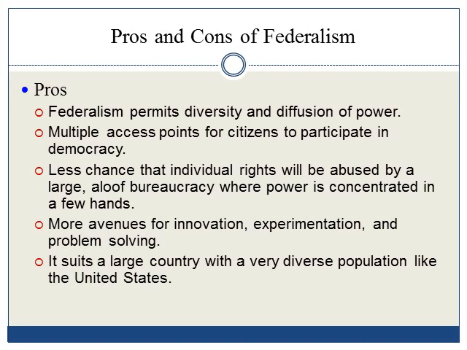Avenues for innovation. What this means is that the 50 states act like 50 laboratories of innovation. One state may have a good idea, it gets picked up by another state, and maybe even by the federal government. There is more than one way to solve individual problems. And finally, it suits a large country with a very diverse population, and we are large and diverse.